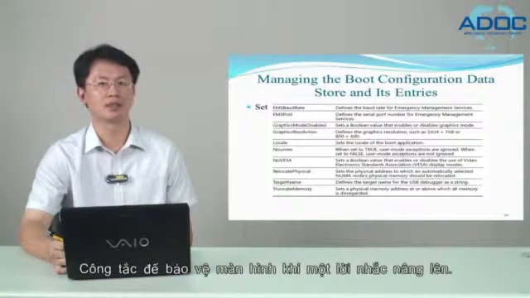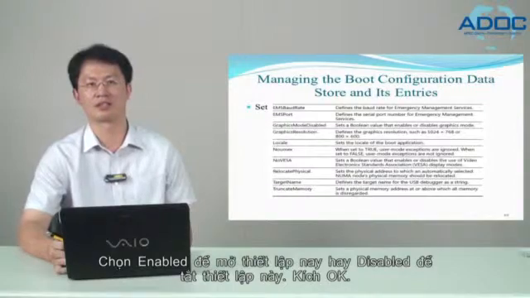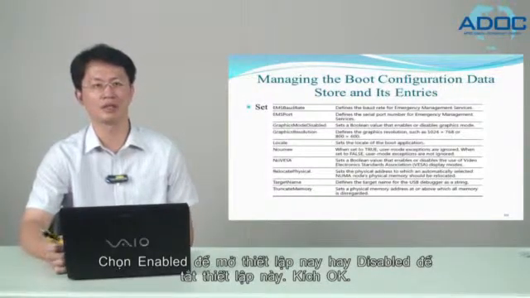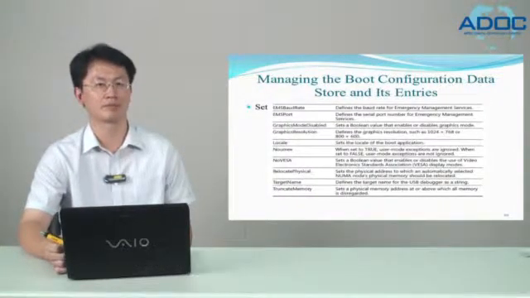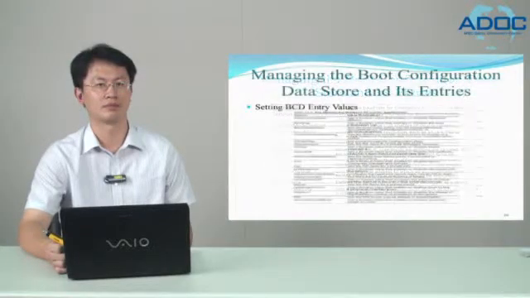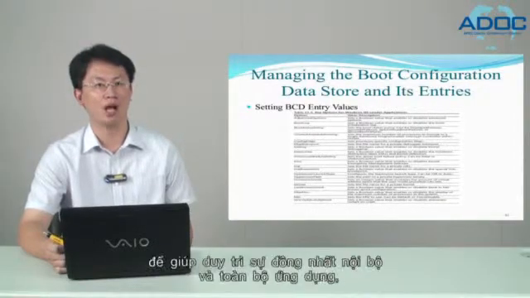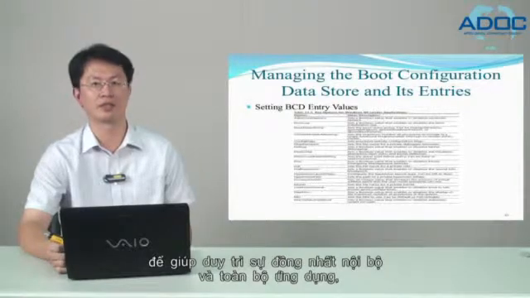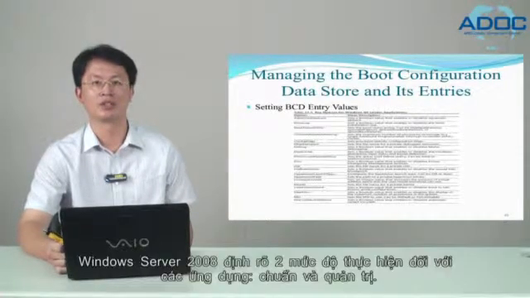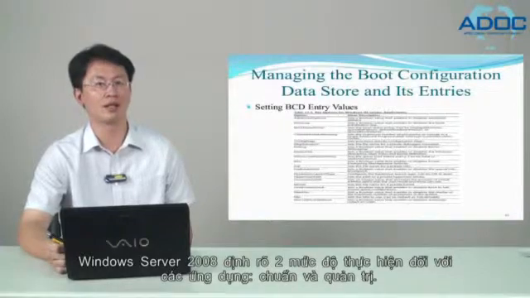Next, User Account Control: Switch to the secure desktop when prompting for elevation. Select Enabled to turn on this setting or Disabled to turn off this setting, and click OK. To help maintain internal consistency and application integrity, Windows Server 2008 defines two run levels for applications, standard and administrator.